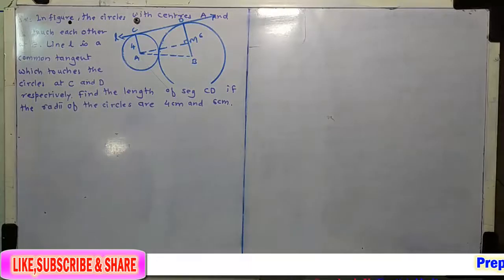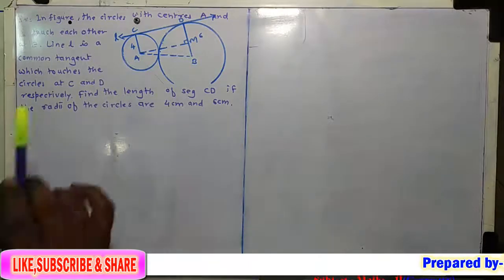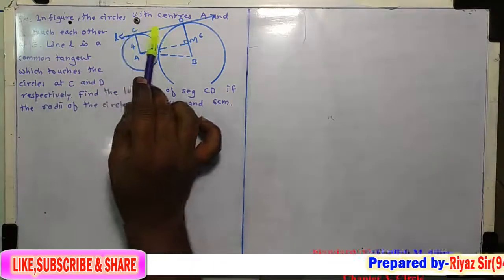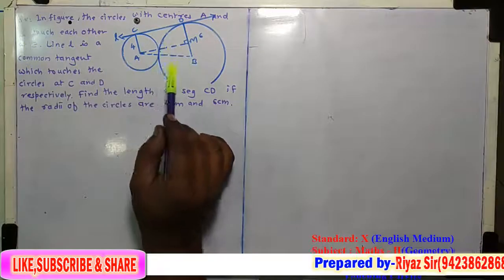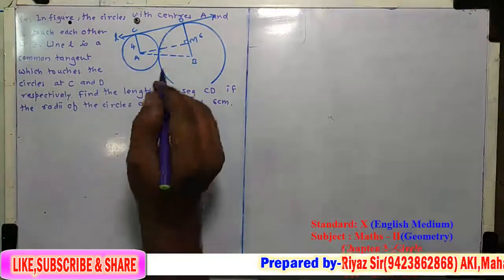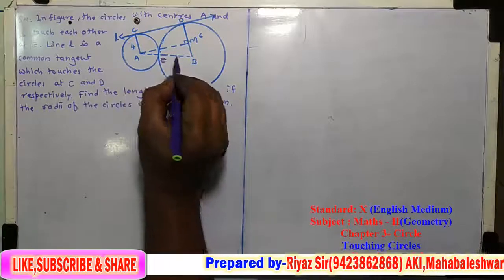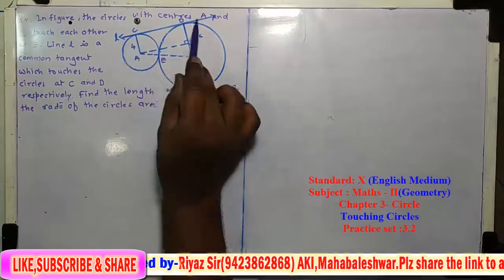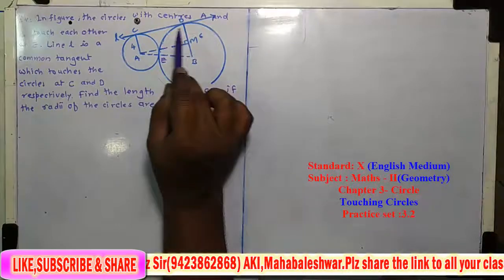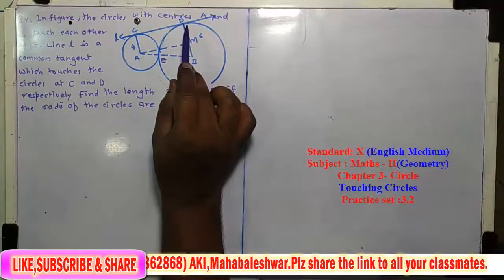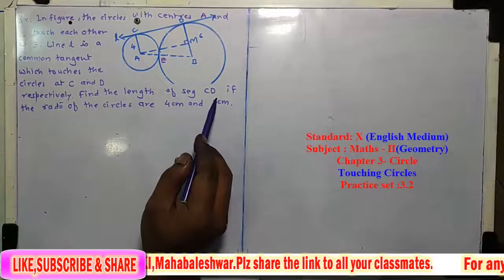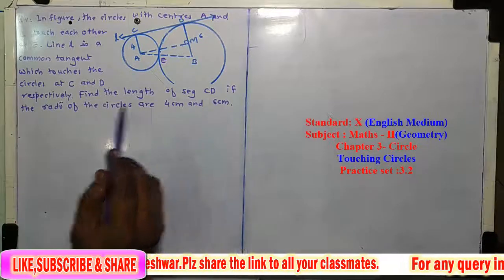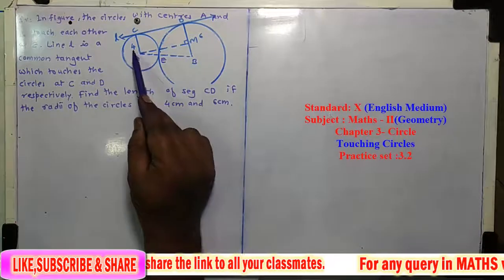Now the last example from the practice set 3.2 is in figure the circles with center A and B touch each other at point E. Here that point E, the common point comes here. Okay, line L is a common tangent. This line L is the common tangent to both the circles at point C and D respectively. Then we have to find the length of segment CD if the radii of the two circles are 4 centimeter and 6 centimeter.